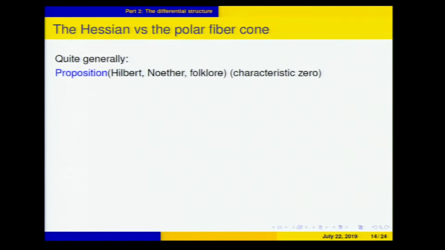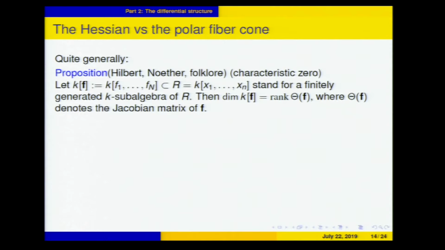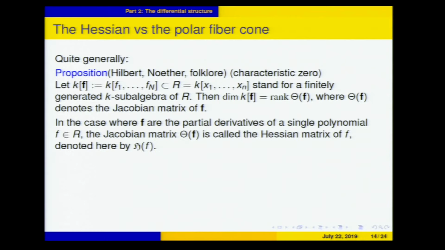Now, what is my time? Still there. So this is again some folklore. If you take any finitely generated subalgebra whatsoever of the polynomial ring, then its dimension is the rank of the Jacobian matrix. This is really characteristic 0. There's a story about this, I don't want to spend any time on this.